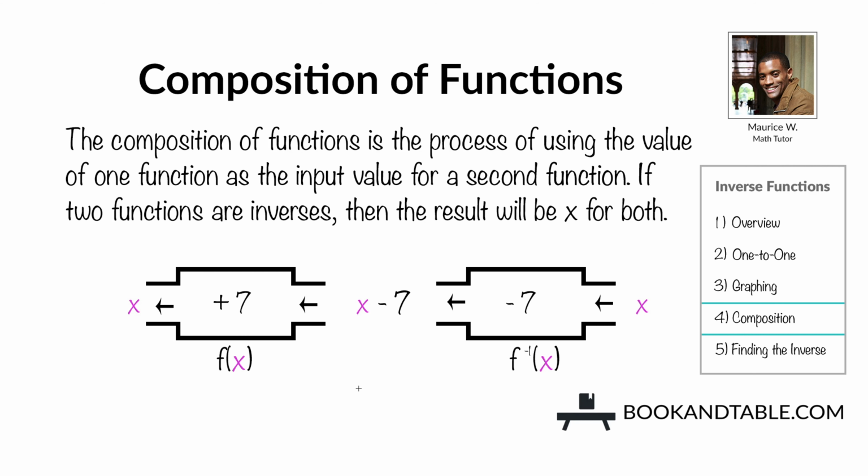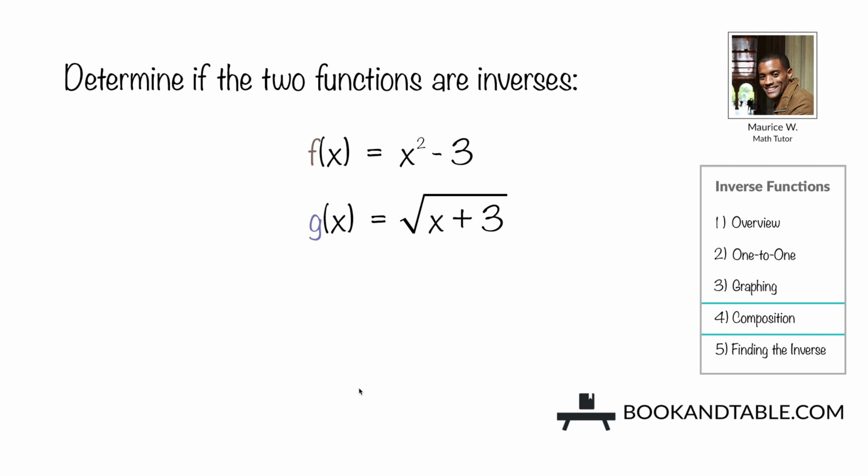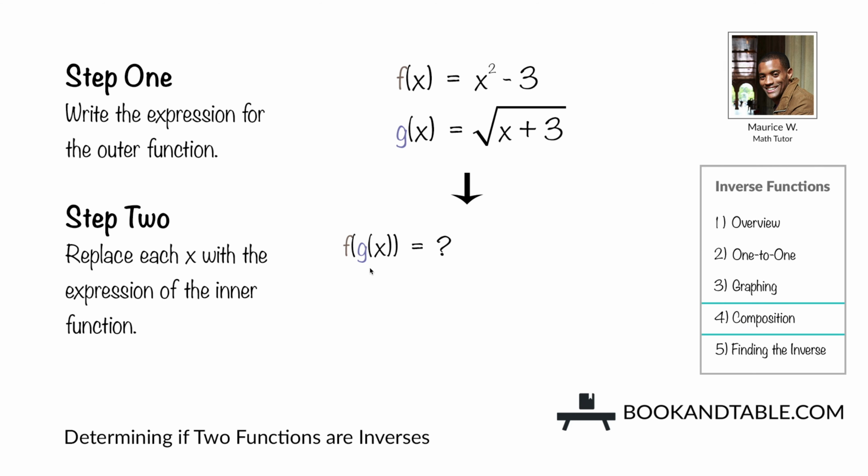So let's walk through an example together. Determine if two functions are inverses. F of x is equal to x squared minus 3, and g of x is equal to the square root of x plus 3. So we'll first test f of g of x, and then we'll test g of f of x.